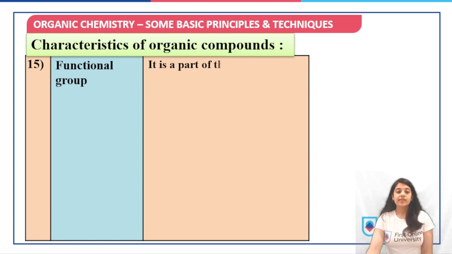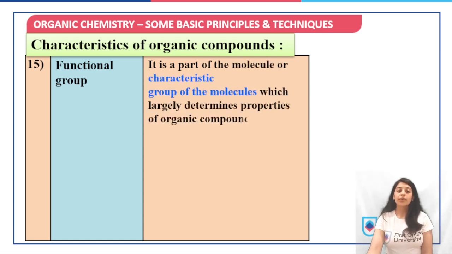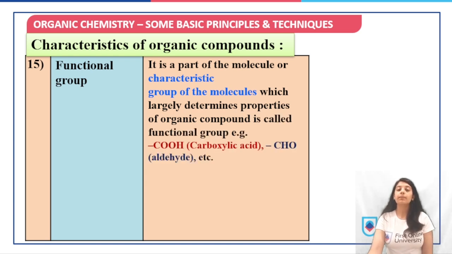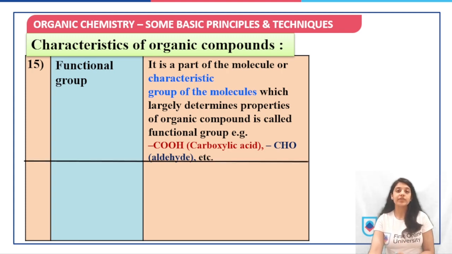The next characteristic is functional group. Functional group is a part of the molecule, or you can say the characteristic group of atoms, which is largely going to determine the properties of that organic compound. For example, we can have the COOH functional group, which is carboxylic acid. We can have aldehyde CHO, we can have CO ketone, we can have OH hydroxyl, and so many of them. They are going to be the characteristic group of atoms that will tell us the properties of that particular organic compound.